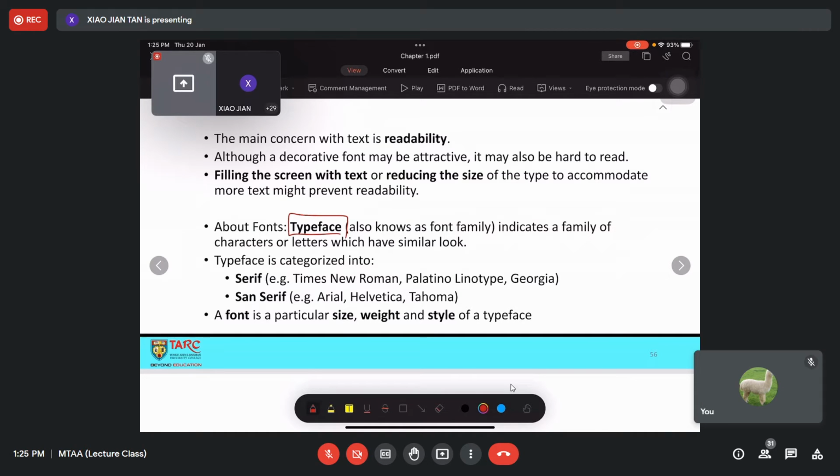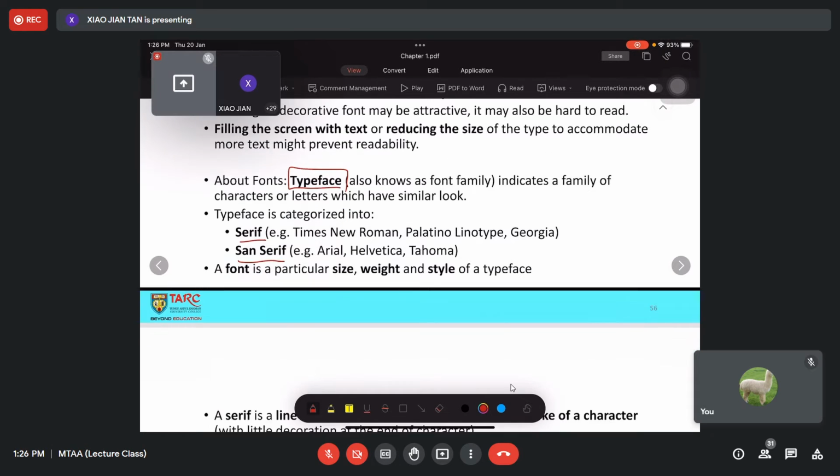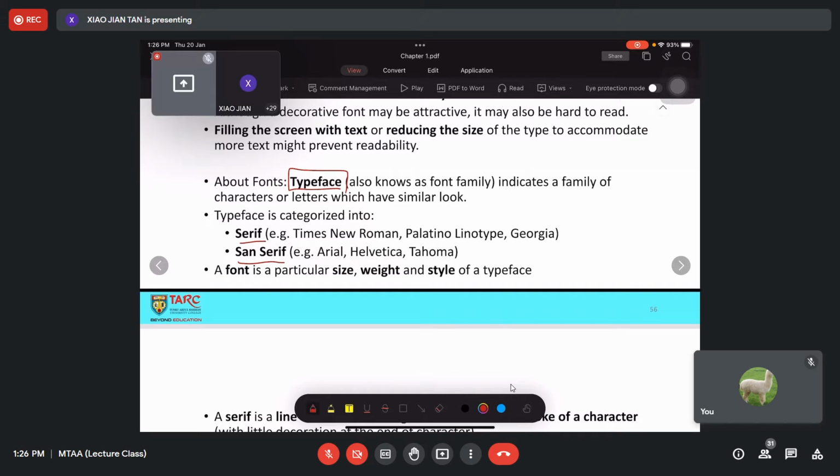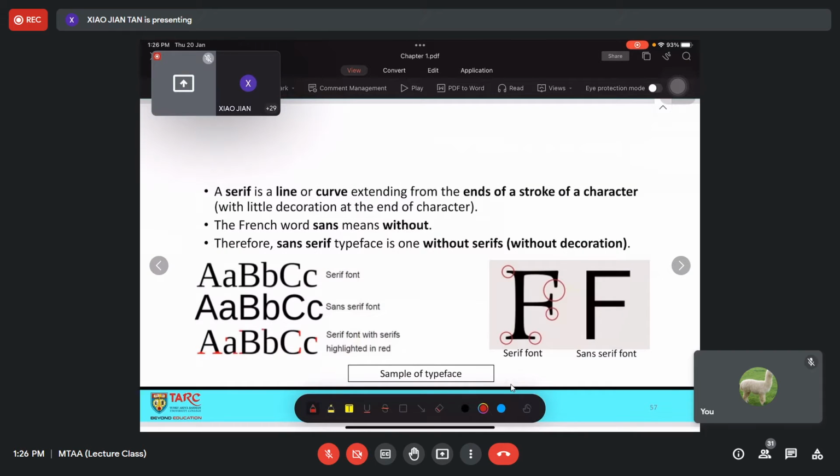About fonts: a typeface, also known as a font family, indicates a family of characters or letters which have a similar look. You have 2 different typefaces, serif and sans serif. Serif examples would be Times New Roman, Palatino, Georgia, and for sans serif, Arial and others. A font is a particular size, weight, and style of the typeface. A serif is a line or curve extending from the end of a stroke of a character.